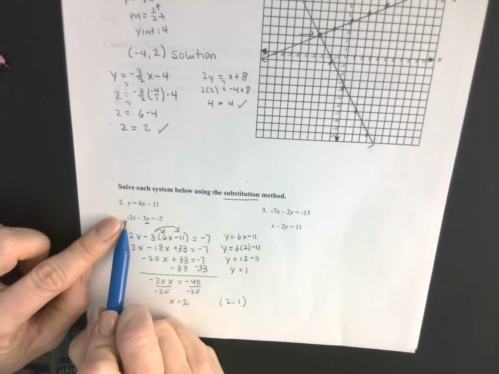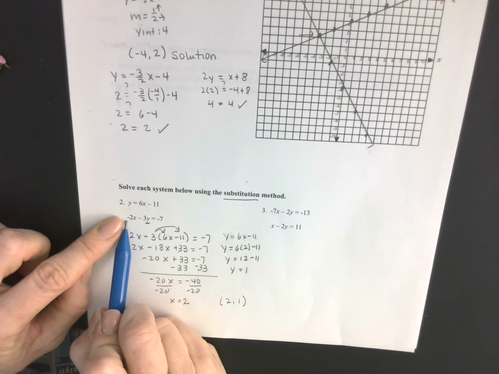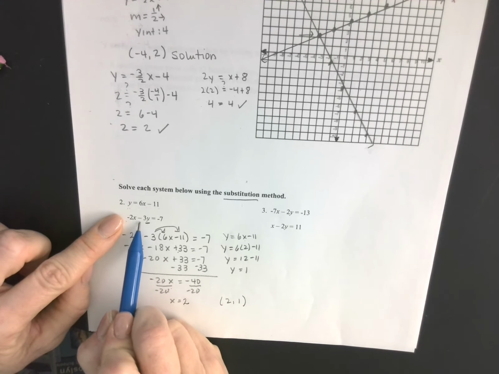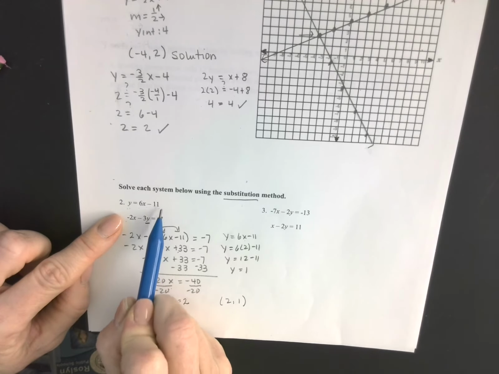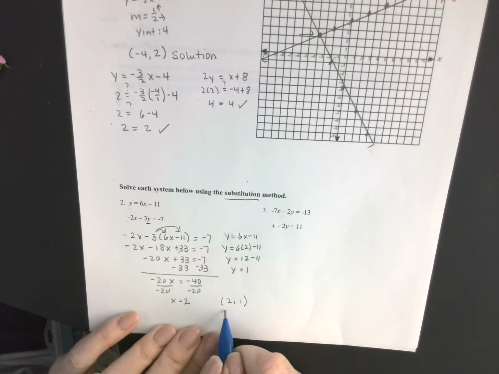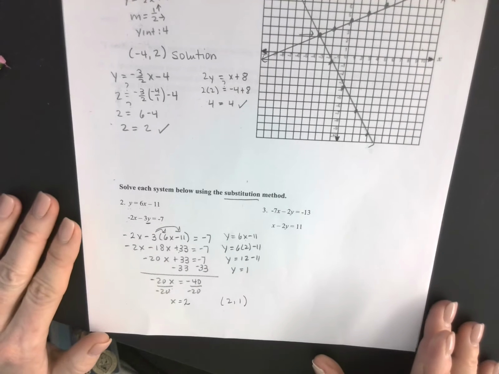Check. Here, negative 2 times 2 is negative 4, minus 3. Negative 4 minus 3 is negative 7, so it checks in both equations. We know our solution is correct.